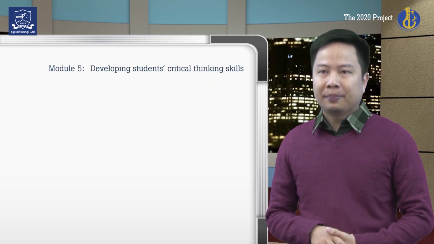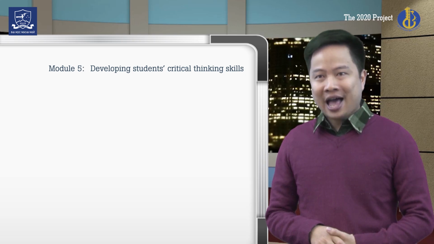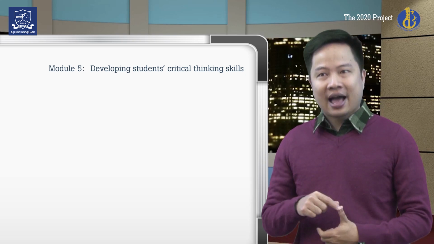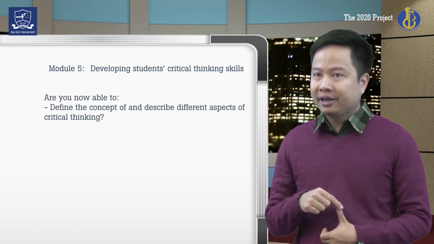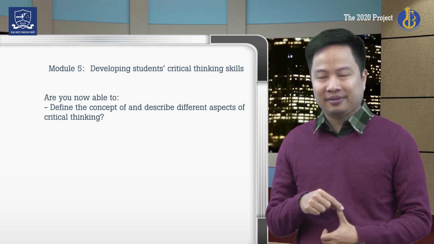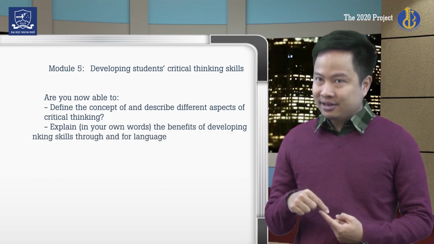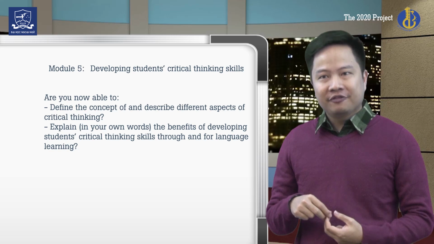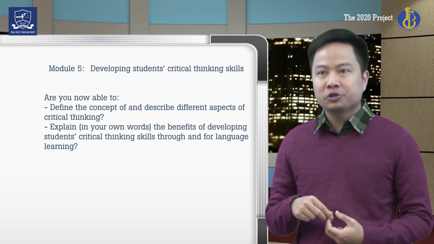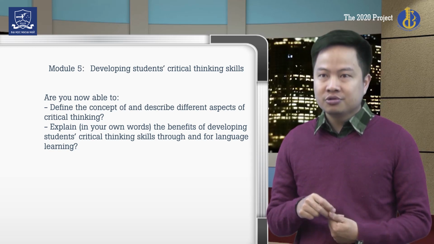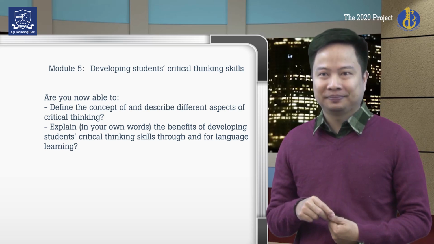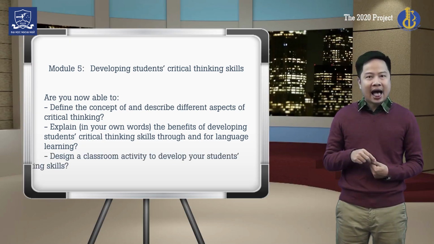Now, module number 5. Are you now able to define the concept of and describe different aspects of critical thinking? Explain in your own words the benefits of developing students' critical thinking skills through and for language learning. Design a classroom activity to develop your students' critical thinking skills.